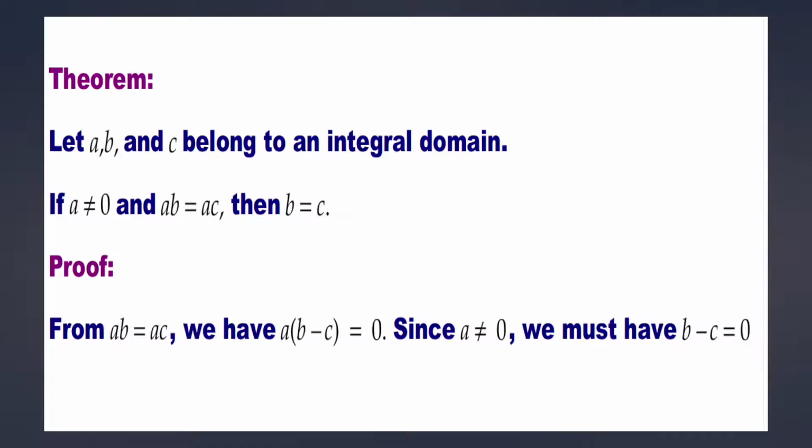Once again, here we recall the relation of cancellation and integral domain. Let us see a theorem. Let a, b and c belong to an integral domain. If a is not equal to 0 and ab equals ac, then b equals c. Let's see the proof. From ab equals ac, we have a times (b minus c) equals 0. Since a is not equal to 0, we must have b minus c equals 0.